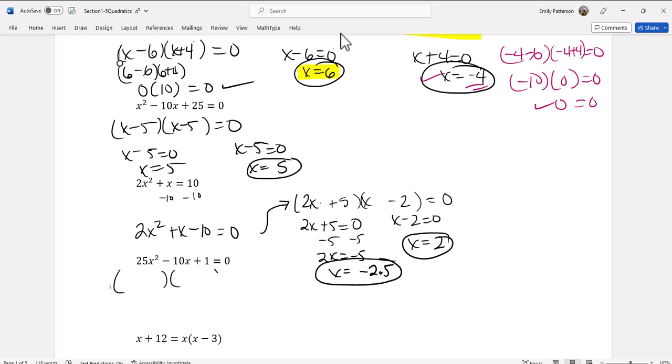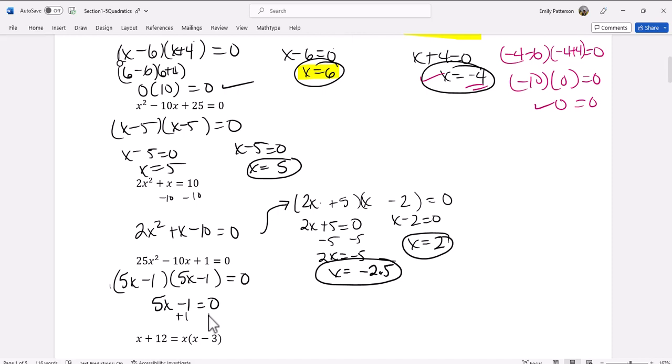Factoring this one, this is 5x minus 1. This is 5x minus 1. Same binomial, so I only need to set one of them equal to 0. But just be careful we don't assume by glancing at it, because I think this answer might be 5.